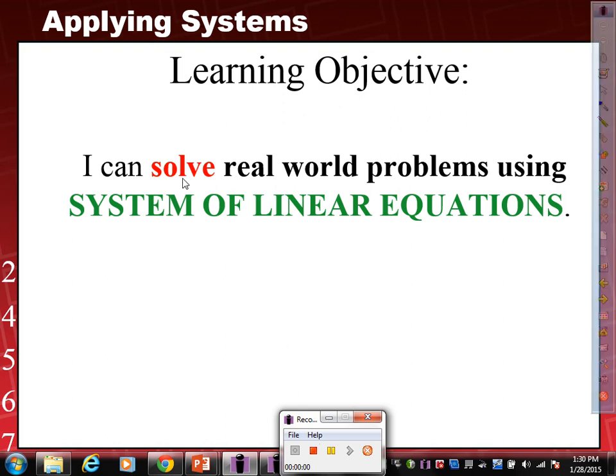Applying systems. Our objective for today: I can solve real-world problems using systems of linear equations. Read together. 1, 2, 3. I can solve real-world problems using systems of linear equations.